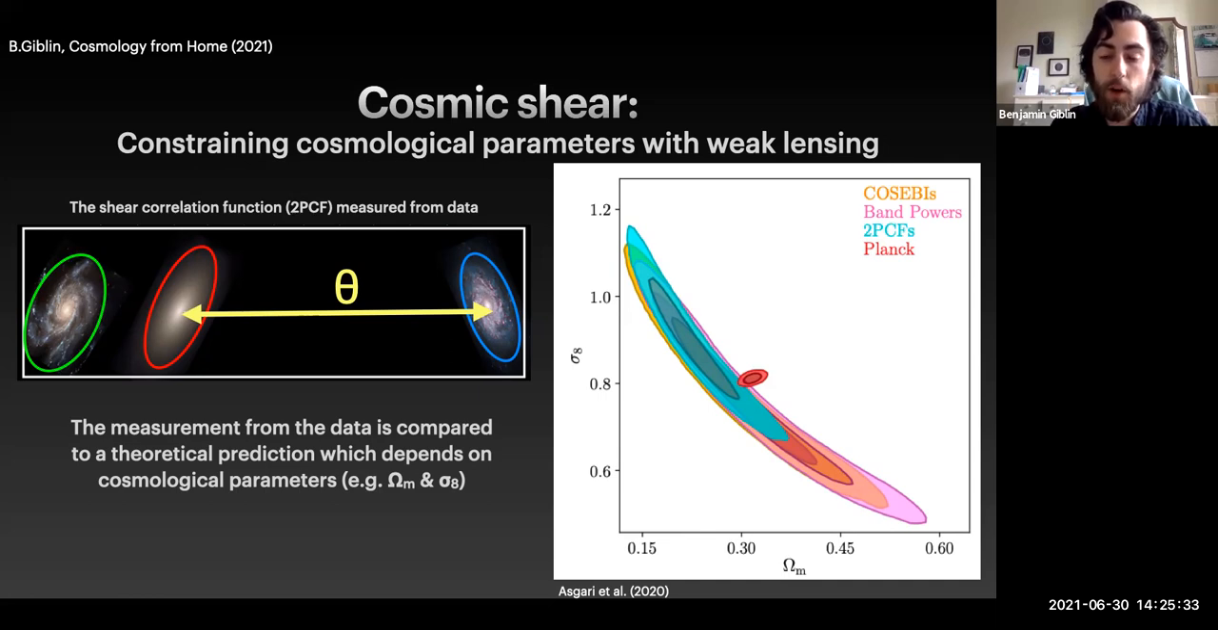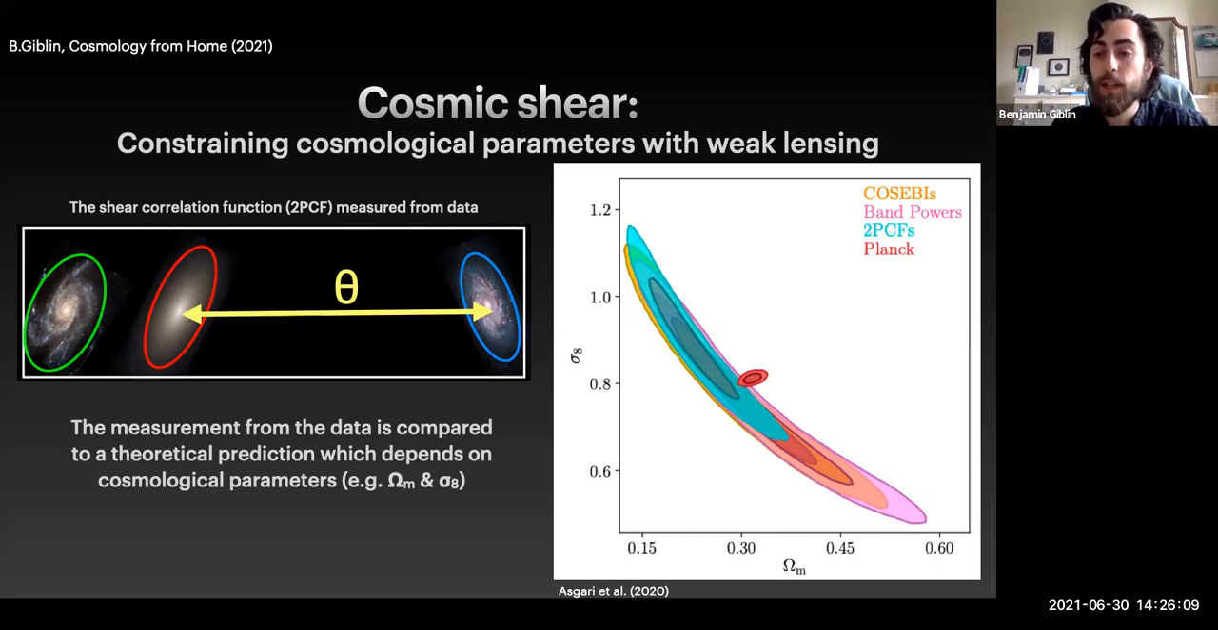And you can see this banana-shaped degeneracy because weak lensing finds it difficult to tell the difference between a large value of omega m and a small value of sigma 8. This would equate to a universe with a lot of matter that is weakly clustered. And then the inverse of that, which would be a small omega m, large sigma 8, i.e. a universe with not much matter, but it is very strongly clustered. Those two types of universe would cause similar lensing signal.